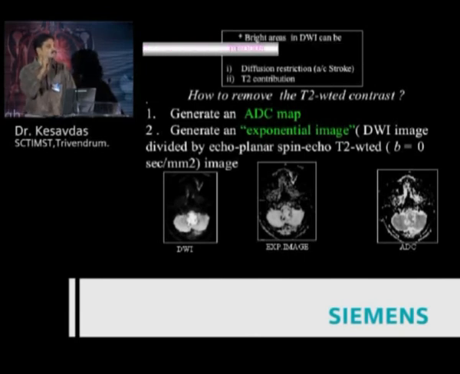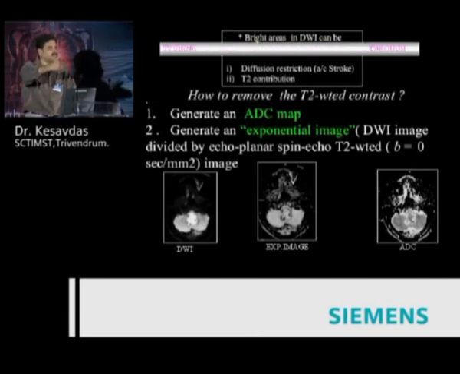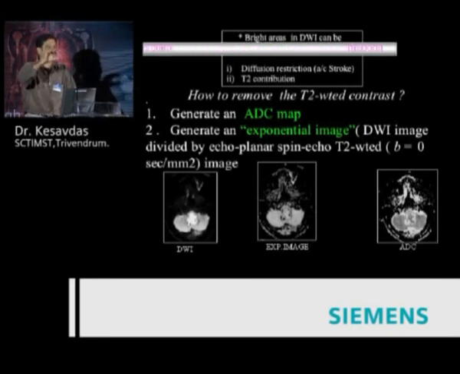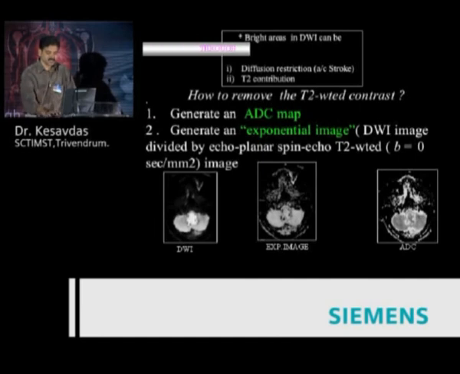So one more thing which can be easily obtained: if you go to the Neuro 3D diffusion task card, you can get the exponential image in all the cases.